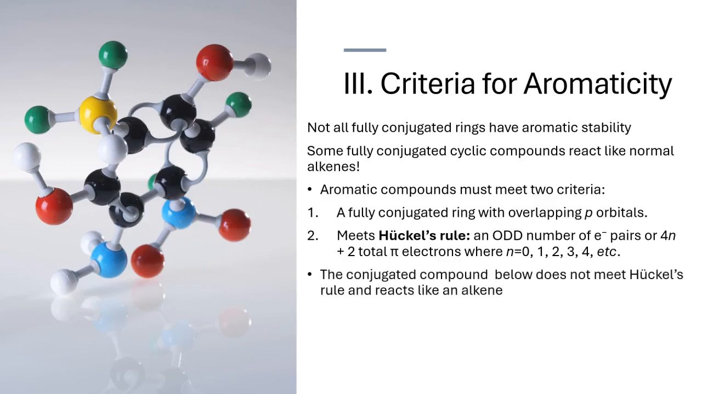The conjugated compound below does not meet Huckel's rule and reacts just like an alkene. For example, this compound has 1, 2, 3, 4, or an even number of electron pairs that are pi electrons. So this compound, when exposed to bromine, will undergo addition.